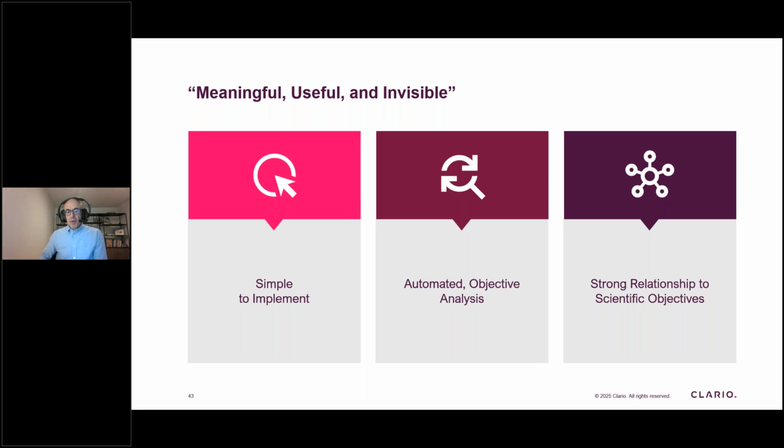We want to have an easy path to analysis. We want to understand what it is we're analyzing. We would like, if possible, to be analyzing more objective, less noisy data. And finally, we want the tools that we implement to have a very strong relationship to things that we care about, especially our scientific objectives.